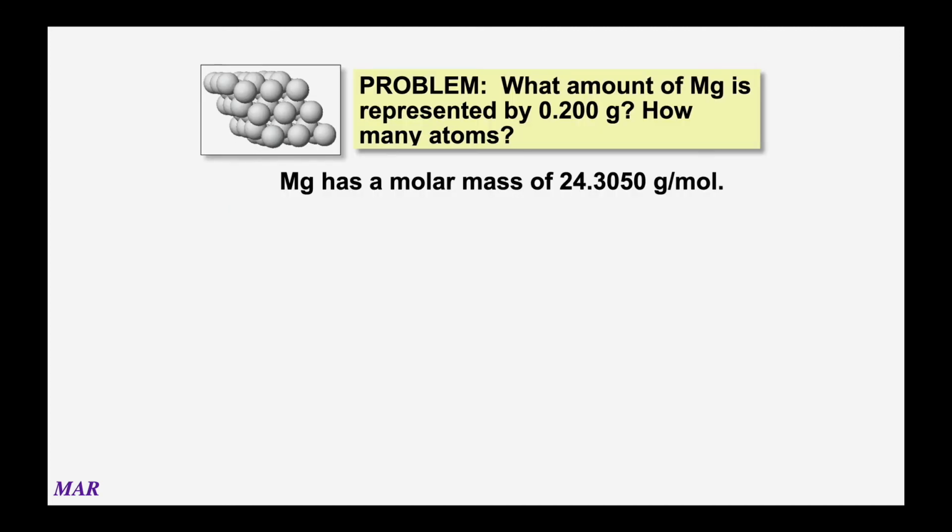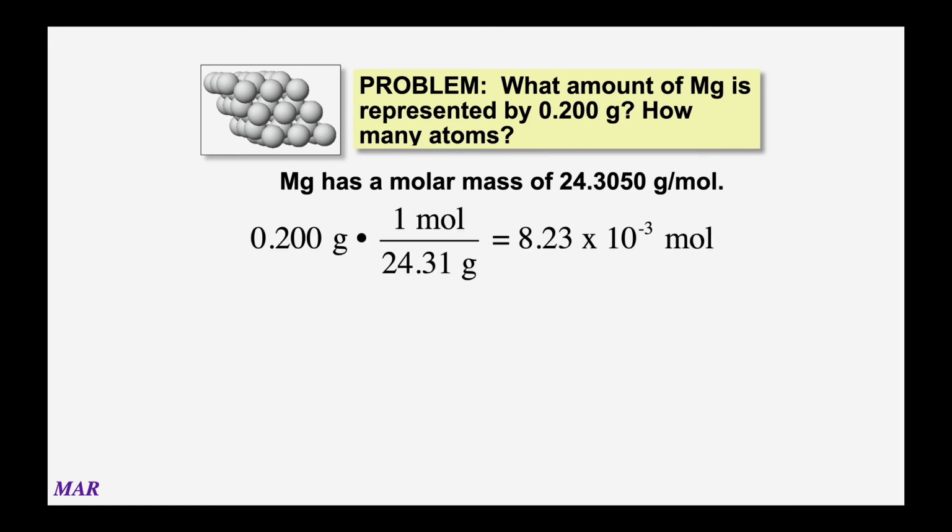Oh, it's all coming together. So here's a problem you might see. What amount of magnesium is represented by 0.200 grams, and how many atoms is it? Now, if you have a small piece of magnesium that has a mass of 0.200 grams, it would literally fit on the pinky of your hand. All right, it's a very, very small amount. It doesn't look very impressive. But let's figure out the amount of moles, all right, using the molar mass. And with a good periodic table, magnesium is 24.3050 grams.